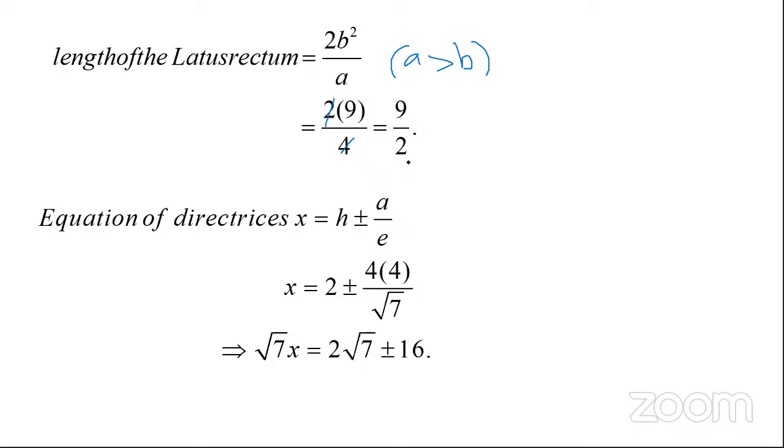Then next, the equation of the directrix is x equal to h plus or minus a by e if a is greater than b. If a is less than b, then y equal to k plus or minus b by e. Just substitute the h value and the a value, e value. x equal to h value is 2, the a value is 4, and the e value is root 7 by 4, so I'm writing 4 by root 7. Taking LCM as root 7, you will get root 7 x equal to 2 root 7 plus or minus 16, which is the equation of the directrix. Okay.